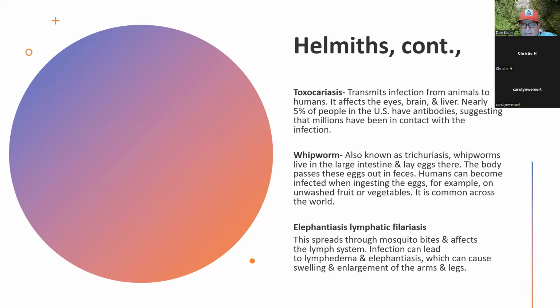And then the last of the helminths, elephantiasis, or lymphatic filariasis. This spreads through mosquito bites and affects the lymph system. Infection can lead to lymphedema and elephantiasis, which a lot of people mispronounce as elephantitis, which can cause swelling and enlargement of the arms and legs. So all pretty nasty stuff that we are subject to.